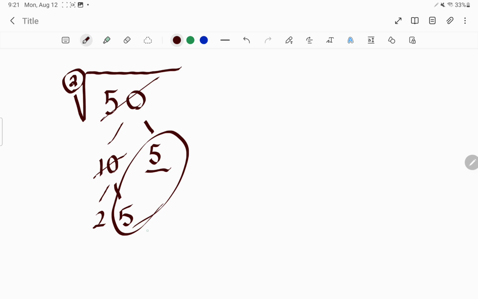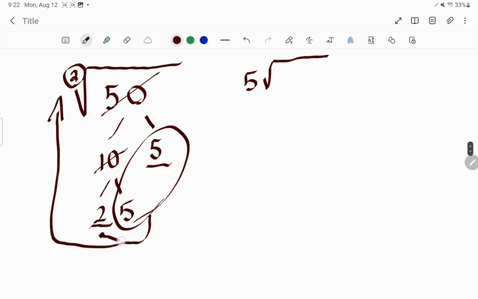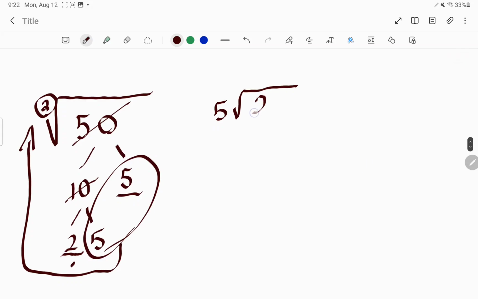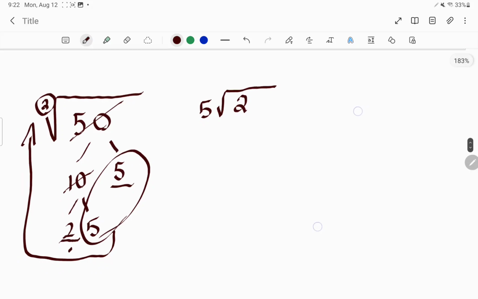Like we said before, the group is going to go outside, but you can only take out one out of that group. So on the outside, I'm going to put 5. Then my radical. Then anything that didn't have a partner is going to stay inside of my radical. So the 2 is going to remain on the inside.